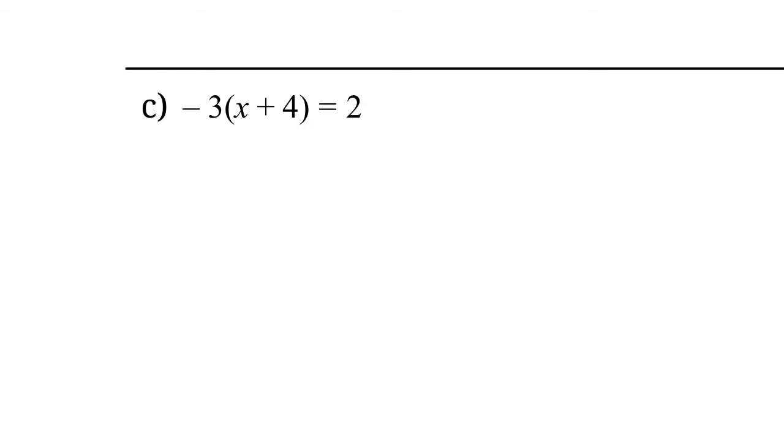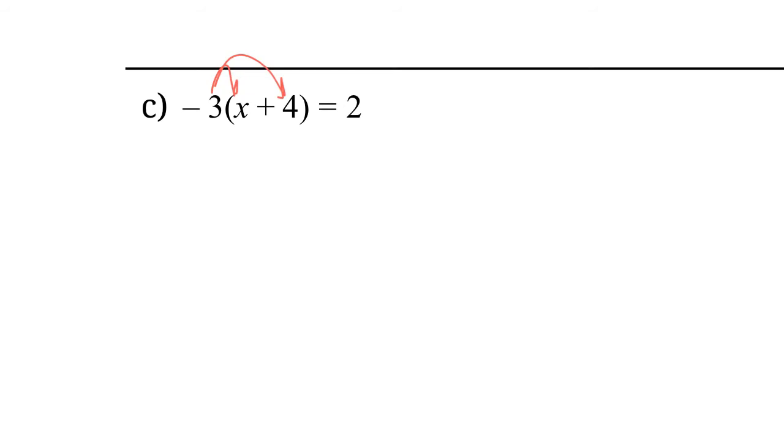So here's another question that you should be able to solve on your own. We've got negative 3 multiplied by x plus 4 equals 2. Remember that when we see a number directly attached to a bracket, we are going to use the distributive property. So I'm going to suggest that you pause the video, go ahead and solve it, and then come back and check your answer.